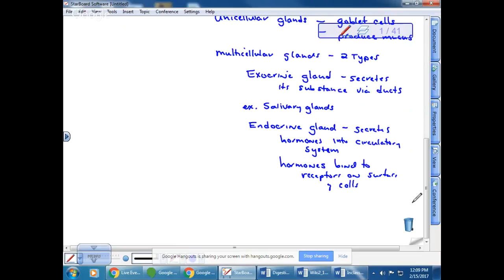So, for example, we have many hormones produced by the pituitary gland. This would be an example, the pituitary gland. And one thing that the pituitary gland produces is growth hormone. And this is actually a protein. But it targets growing bones.